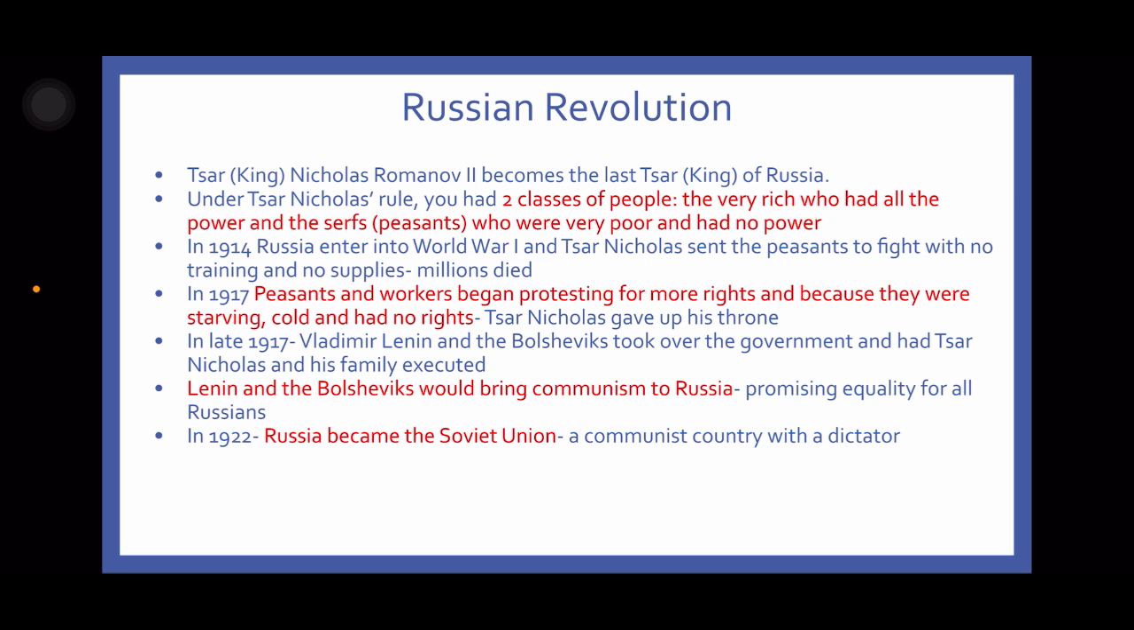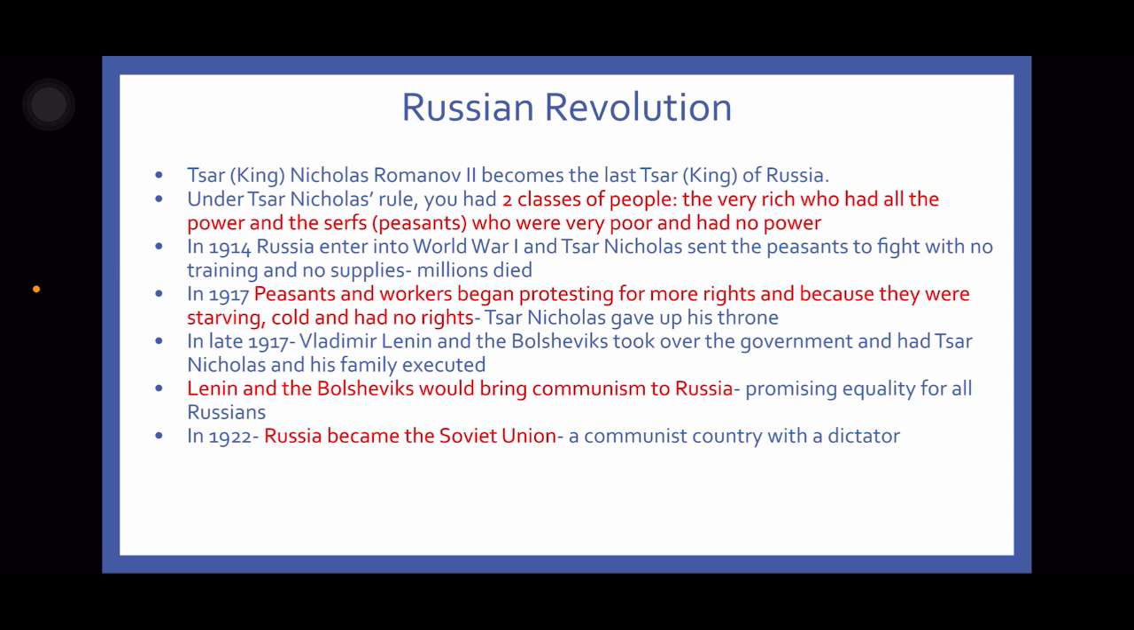In 1914, Russia entered World War One when Tsar Nicholas II sent peasants who had no military training and no supplies. And of course, millions of people died. In 1917, peasants and workers began protesting for more rights because they were starving, they were cold, they had no rights. Tsar Nicholas II gave up his throne because of brave citizens who protested every day, going through Bloody Sunday, going through different types of hardship. Tsar Nicholas II finally gave up his throne.